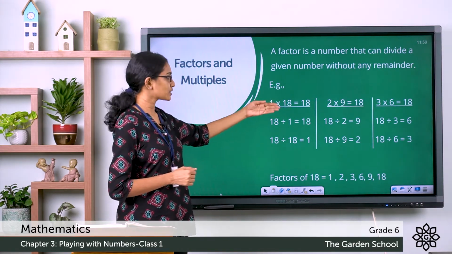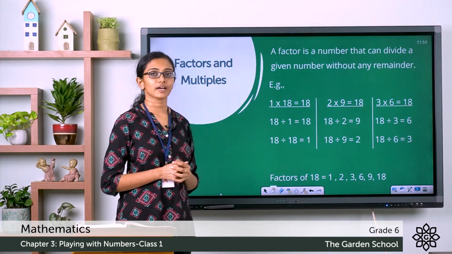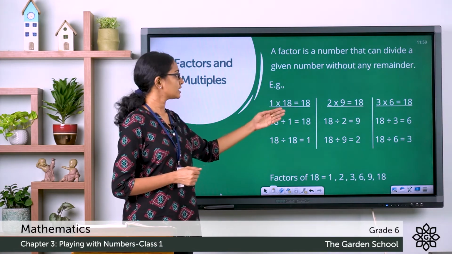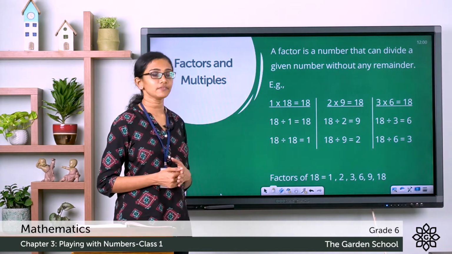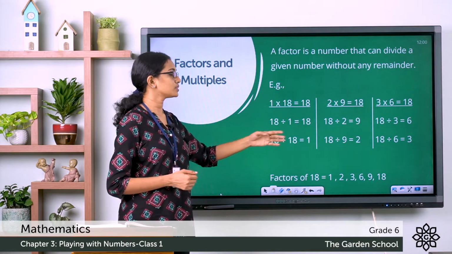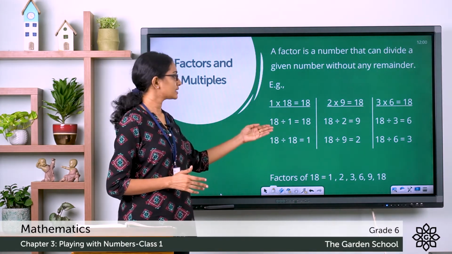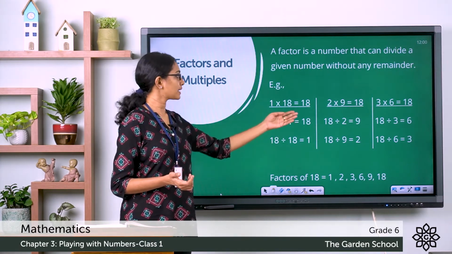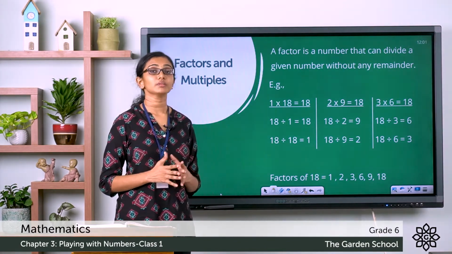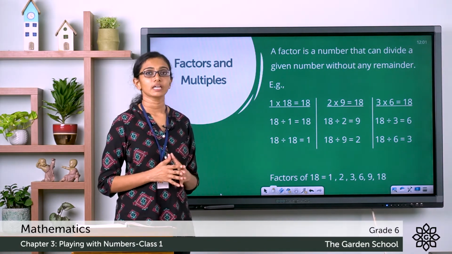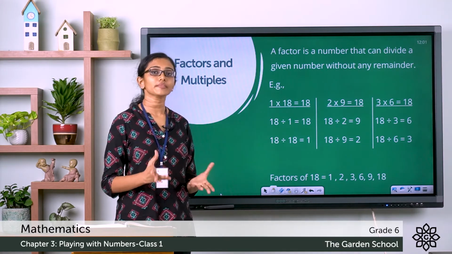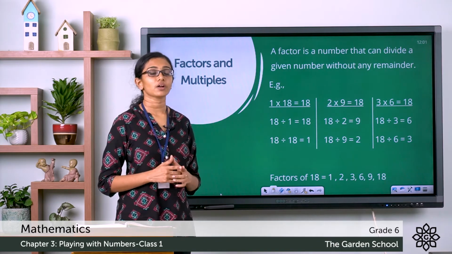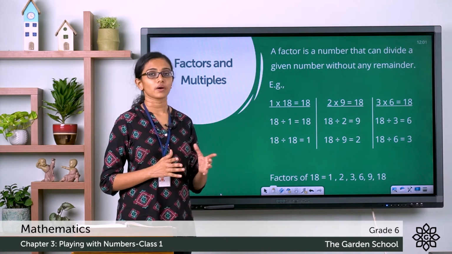From this multiplication fact, we can write two division facts. For each multiplication fact, we can write two division facts. See, 18 divided by 1 is equal to 18 itself and 18 divided by 18 is equal to 1. You can divide 18 completely by this 1. And you can divide 18 completely by this 18 also. So the numbers that you multiply to get a product can divide that product completely without any remainder. Those numbers that you multiply to get that product are also called the factors of that product.